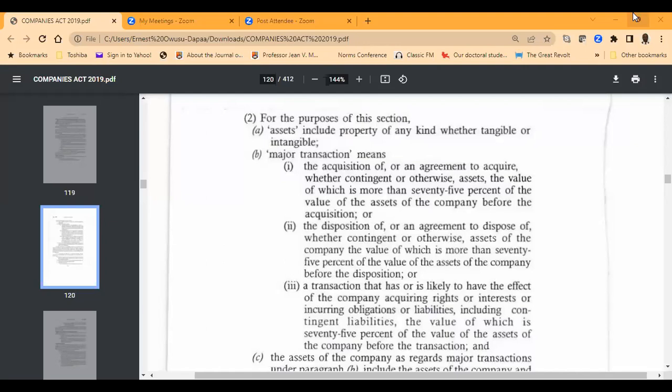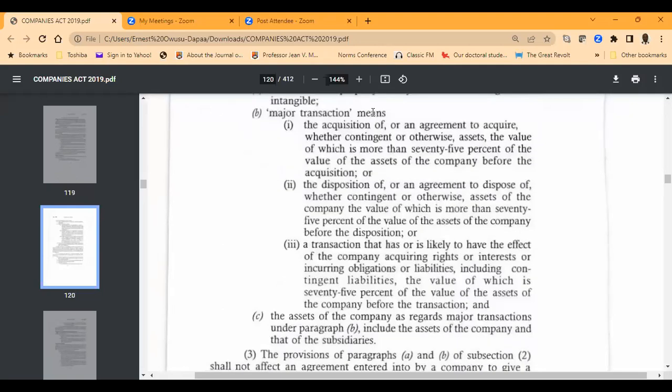And of course, special resolution must also be registered. You also have to register it with the registrar of companies after the meeting. So let's keep that in mind. Now, we are saying that section 145 requires that a major transaction must be approved by special resolution before it can be undertaken. And we are trying to understand what a major transaction is.